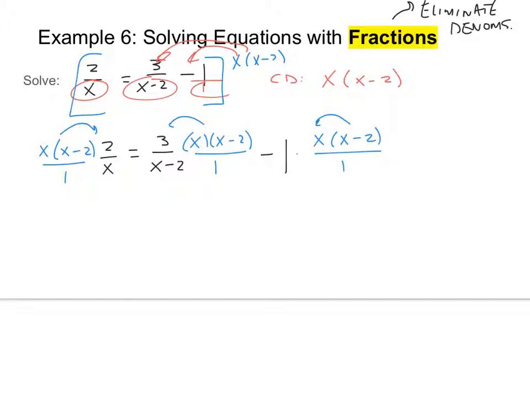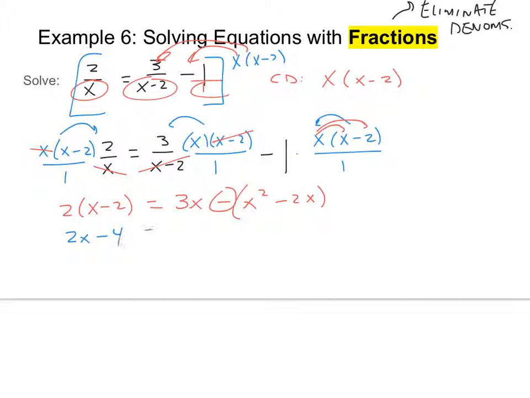So what am I left with? Well, in this one, I've got an x on top and an x on bottom, so they cancel. So I'm left with 2 times x minus 2 equals, and this x minus 2 cancels with this x minus 2, 3x. And then minus, and if I distribute this x in here, I've got x squared minus 2x. And remember, I'm subtracting all of that. Let me clean it up a little bit. 2x minus 4 equals 3x minus x squared plus 2x.